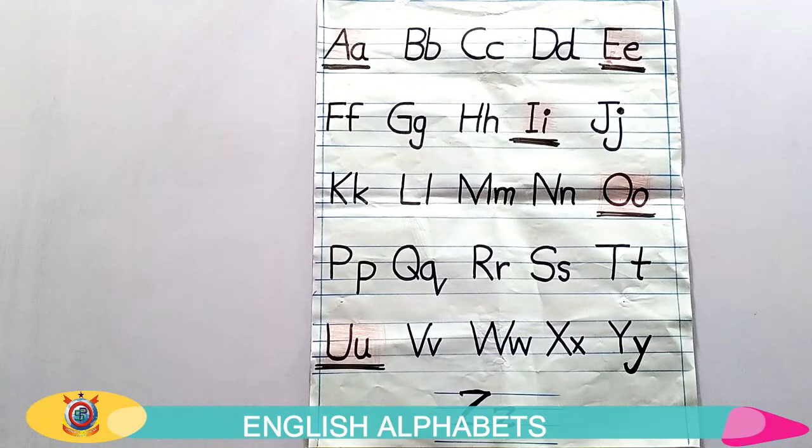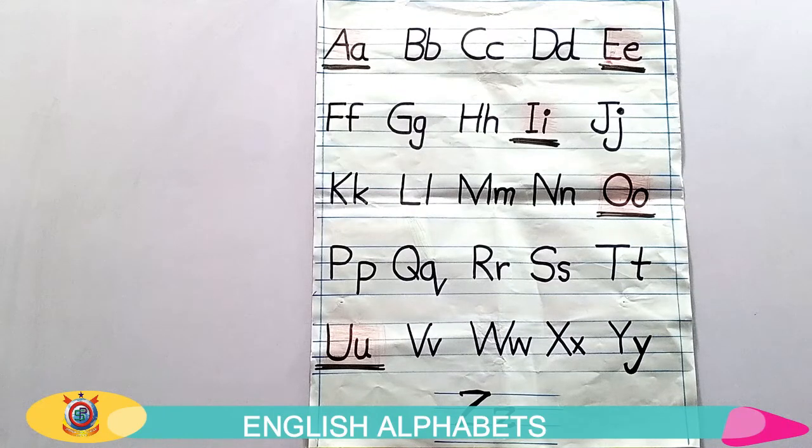Yes, I know you are so intelligent and you know it. The remaining letters are called consonants. Very good. What are they? They are consonants. B, C, D, F, G, H, J, K, L, M, N, P, Q, R, S, T, V, W, X, Y, Z. What are they? They are consonants.